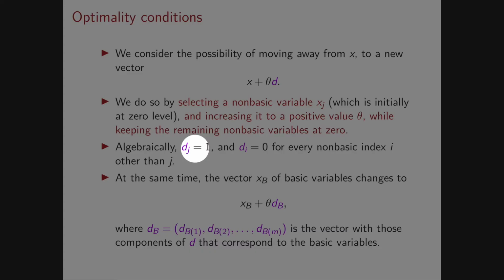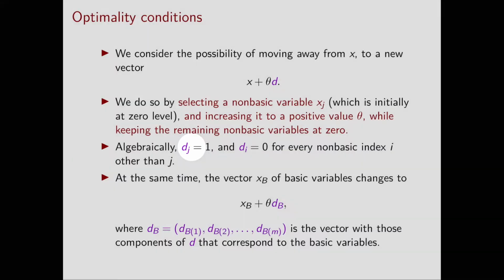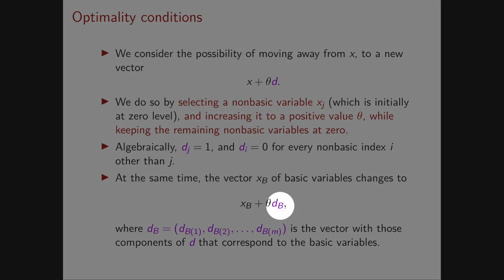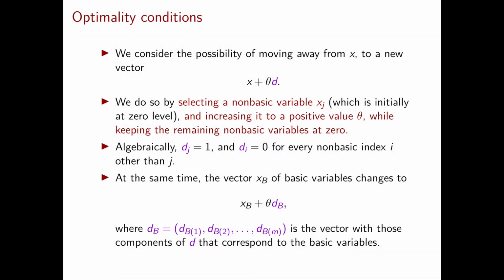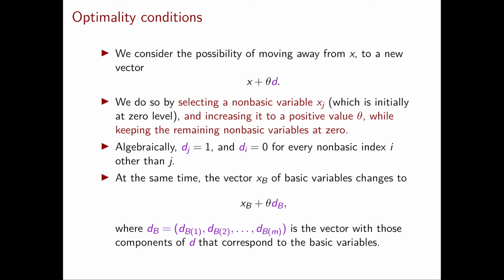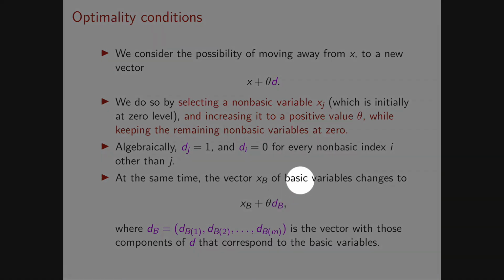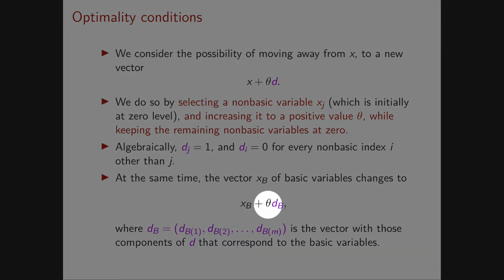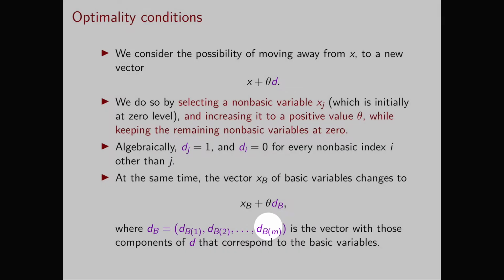So we have fully decided how the non-basic components of d should look, but we haven't put any restriction on the basic components. Next, we will see that setting the non-basic components as we did directly forces the basic components to attain a specific value if we want the direction to be feasible. So let's look at the basic variables corresponding to our vector x plus theta d. The corresponding subvector of basic variables is then x_B plus theta d_B, where in d_B we have selected the basic components of the vector d.